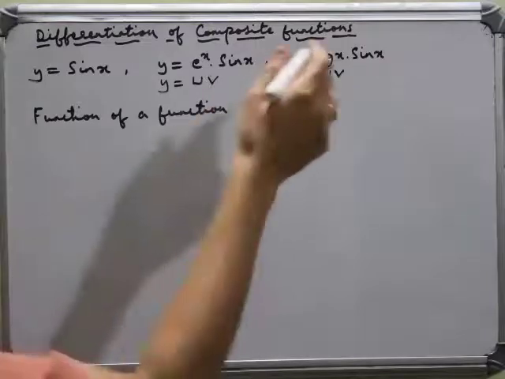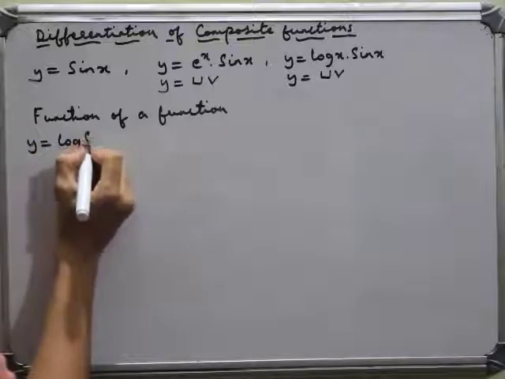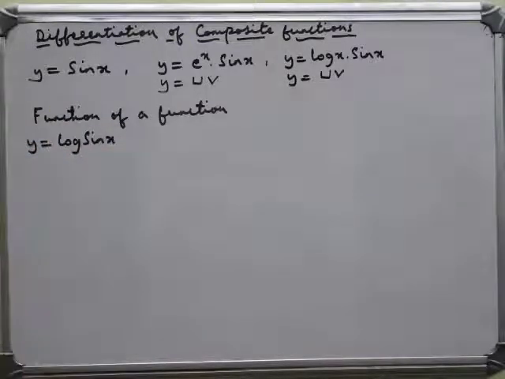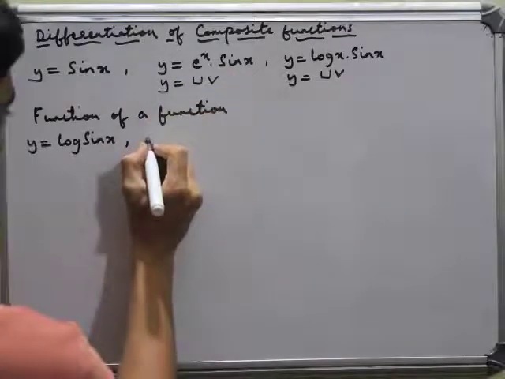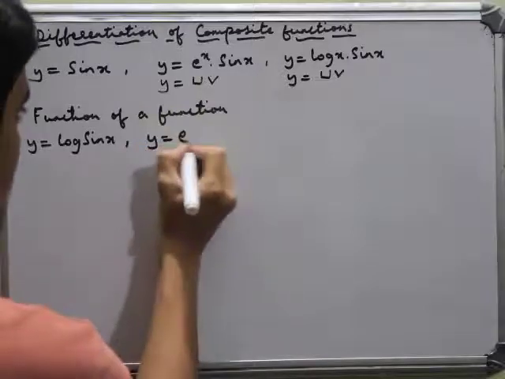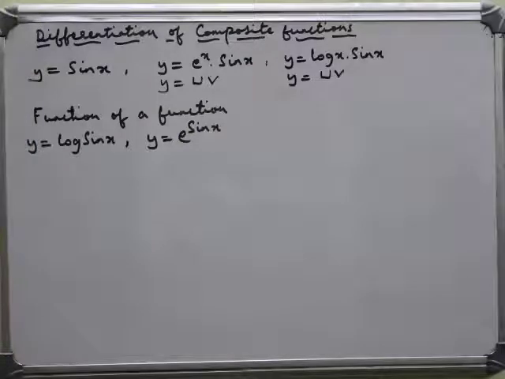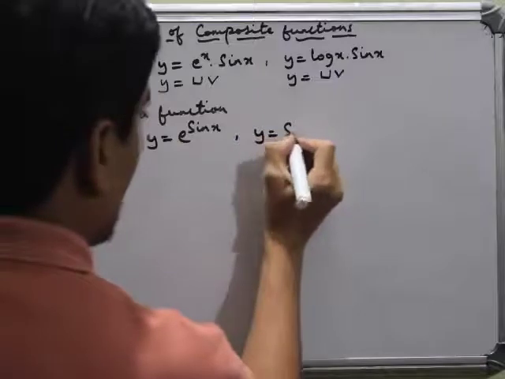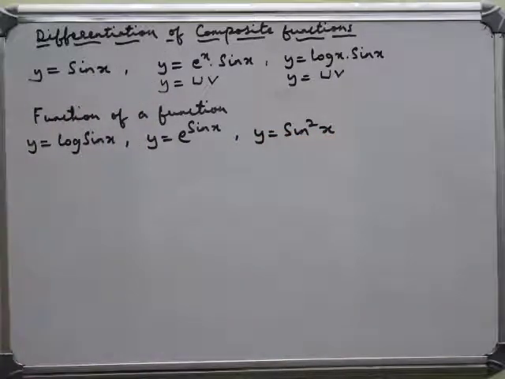Now let us see how it looks like. Y is equal to log sin x. Y is equal to log sin x. Or we can write for this function y is equal to e to the power of sin x. Next we can write y is equal to sin square x. Y is equal to sin square x. Now observe these things.